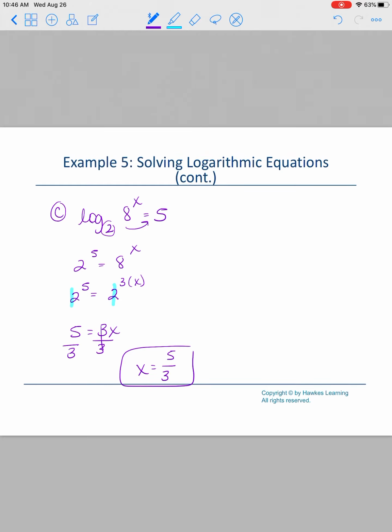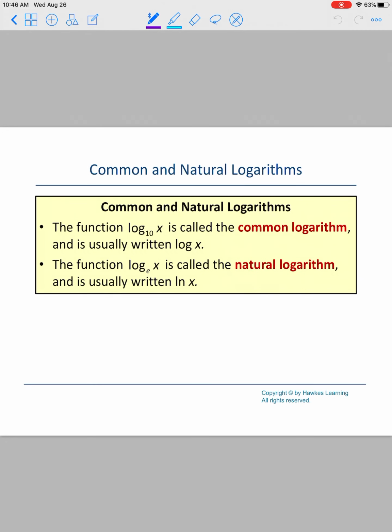Okay, so that's pretty much with the logs. Now let's talk about natural logs. They're a little different. Don't forget, if you have a function, the common log, if you just have something written in this form, log of x, don't forget that it has an understood base of 10. And then a natural log has a base of e.